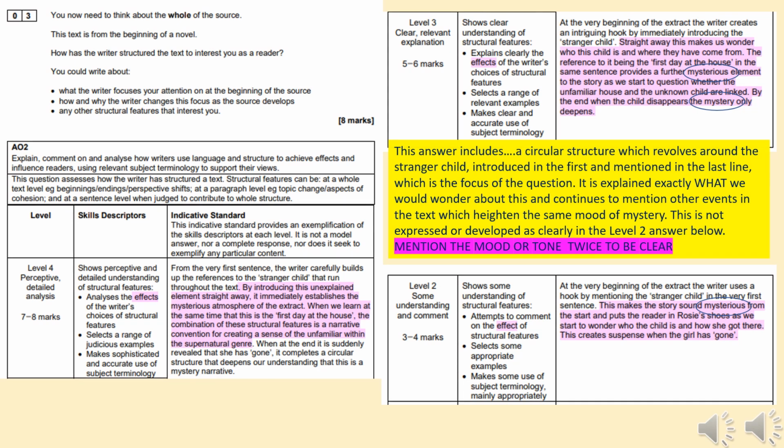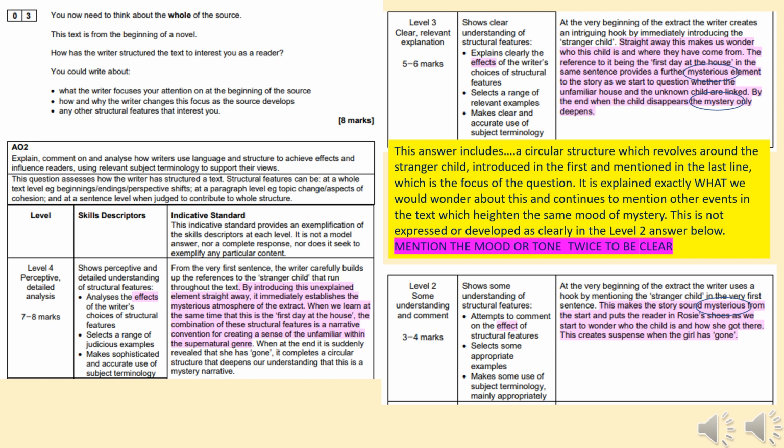This is question 3. You now need to think about the whole of the source. The text is from the beginning of a novel. How has the writer structured the text to interest you as a reader? You could write about what the writer focuses your attention on at the beginning of the source, how and why the writer changes his focus as the source develops, and any other structural features that interest you. 8 marks. It's the structure question.